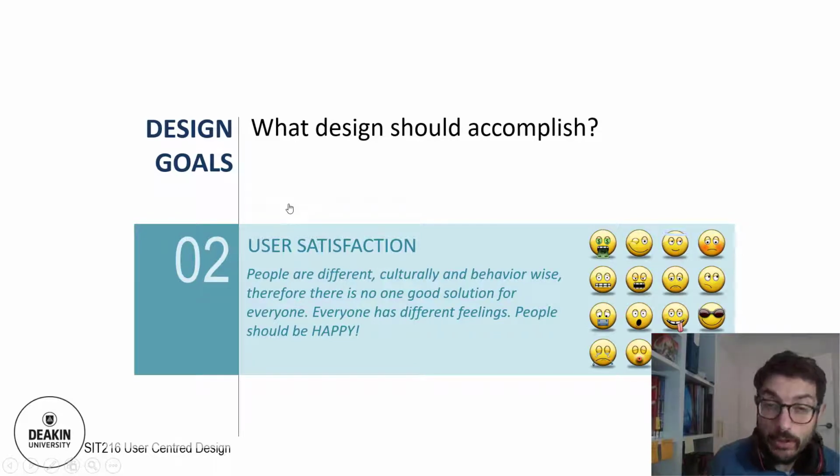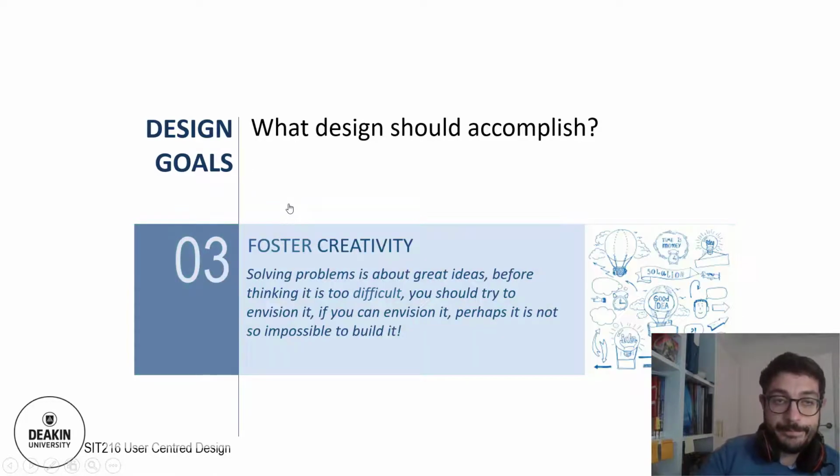People are different culturally and behavior-wise. Therefore, there is no one good solution for everybody. Everyone has a different feeling, and it's all about trying to make people happy. And it should foster creativity. Solving problems is about great ideas.